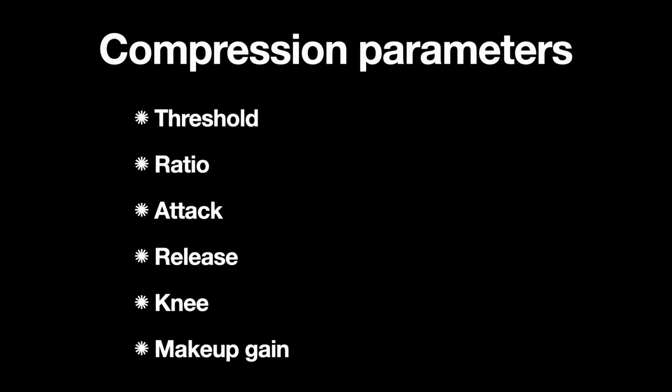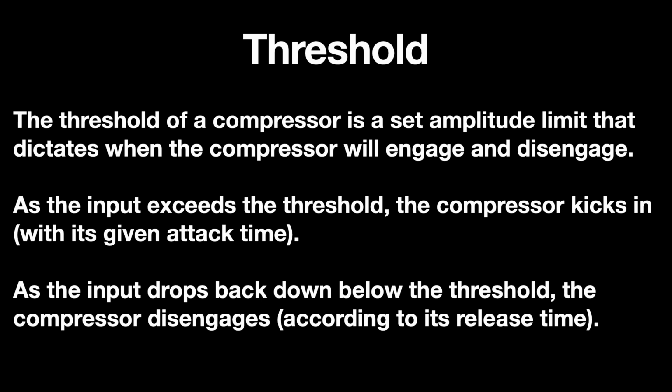So there are basically these 6 parameters on all compressors. Whether you can actually adjust them or not depends on the type of compressor. But we have a threshold, a ratio, an attack, a release, knee, and makeup gain. The threshold of a compressor is a set amplitude limit that dictates when the compressor will engage or disengage. As the input exceeds the threshold, the compressor kicks in with its given attack time. And as the input drops back down below the threshold, the compressor disengages according to its release time.